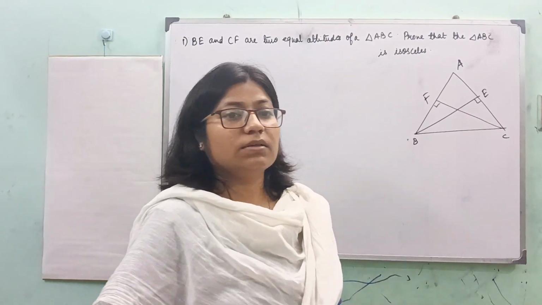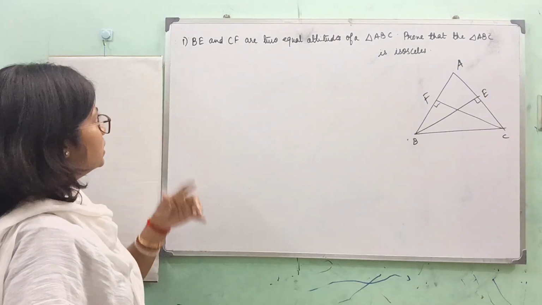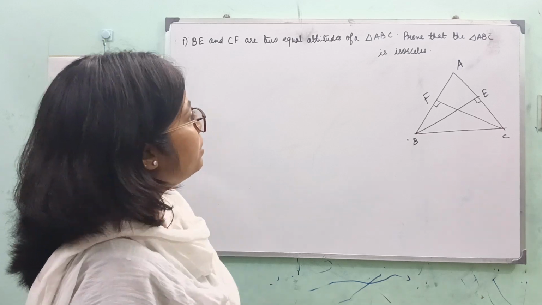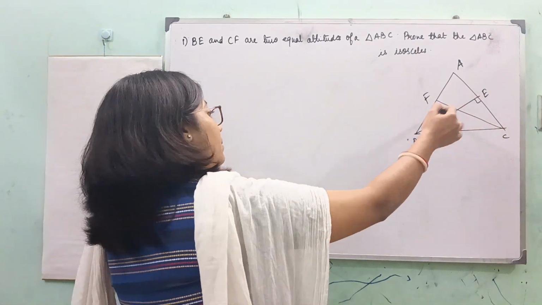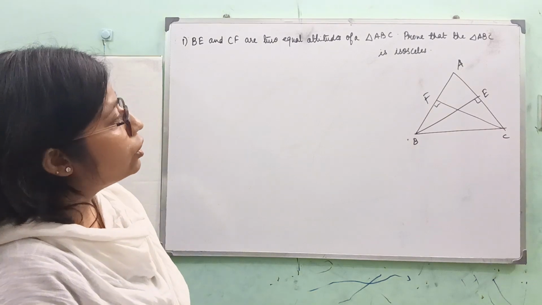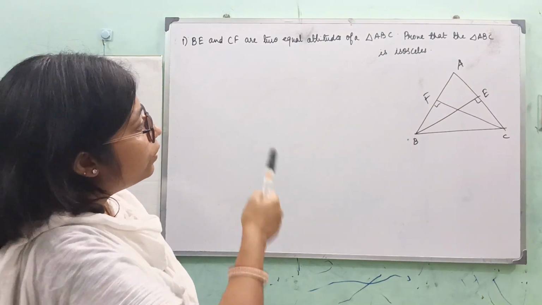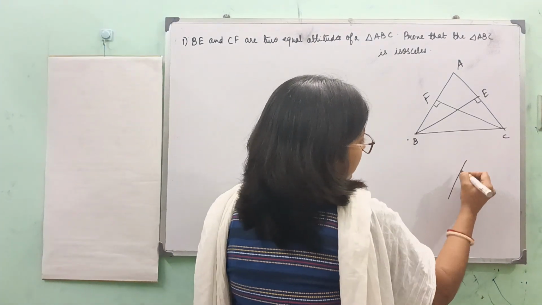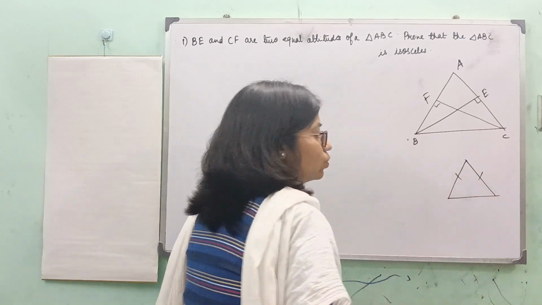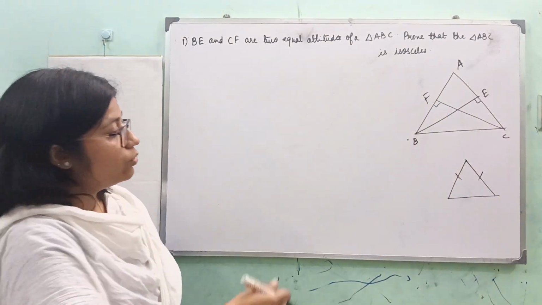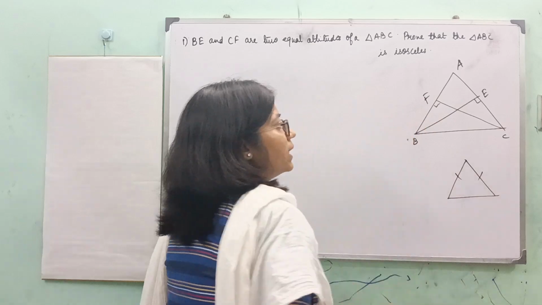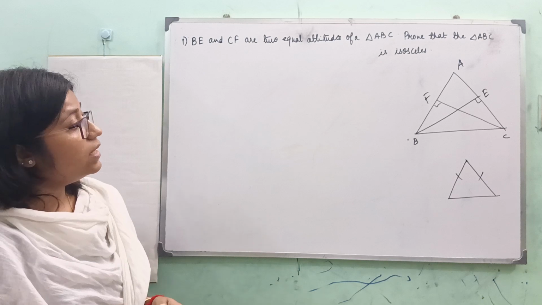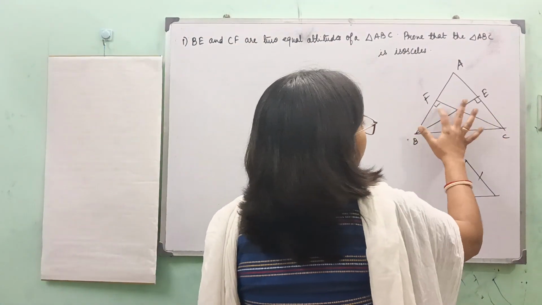So you can see a problem on the board: BE and CF are two equal altitudes of triangle ABC. There's a triangle ABC and BE and CF are two altitudes of the triangle. We have to prove that the triangle is an isosceles triangle. So what is an isosceles triangle? A triangle in which two of the sides are equal. So we have to prove that in this triangle, two sides are equal. When we see the figure, we can see two right angles here.